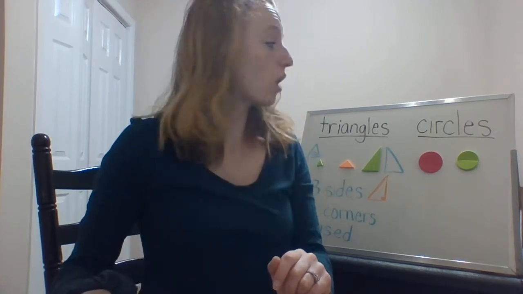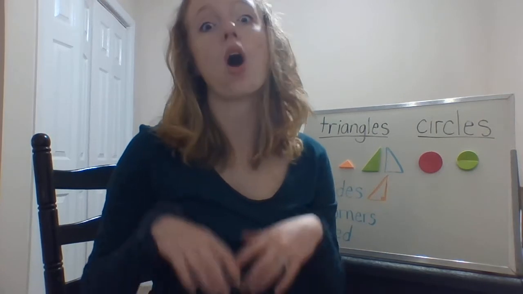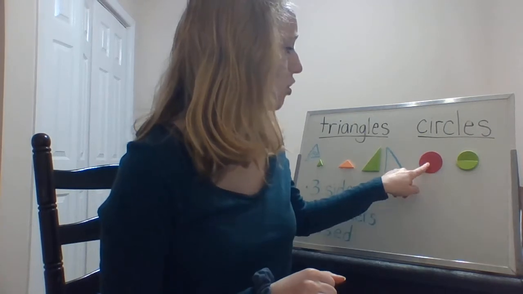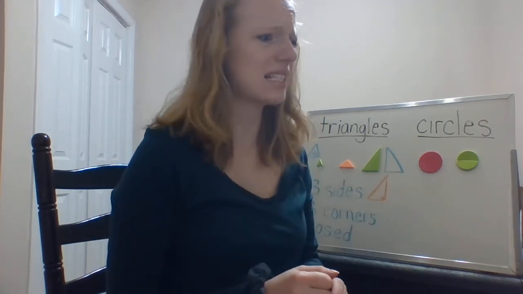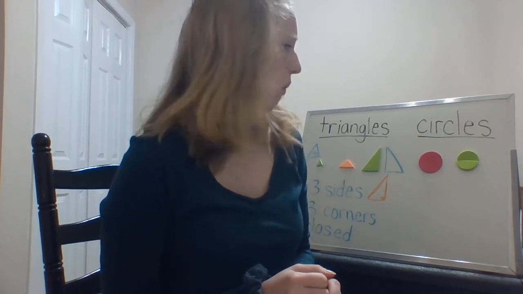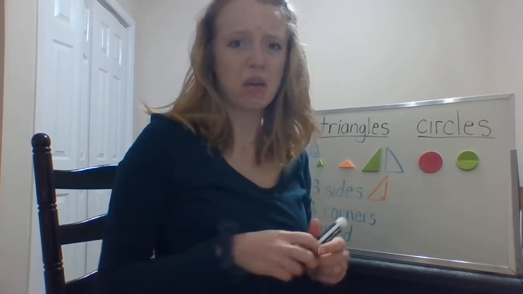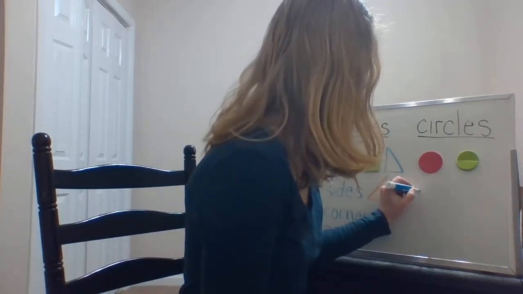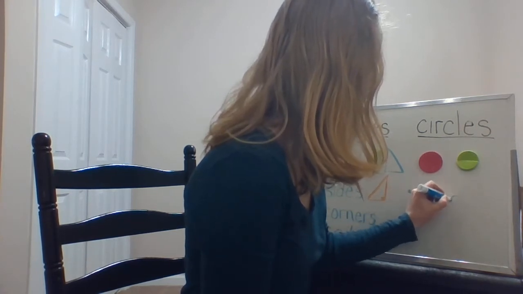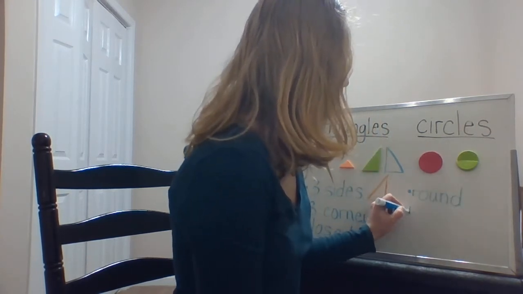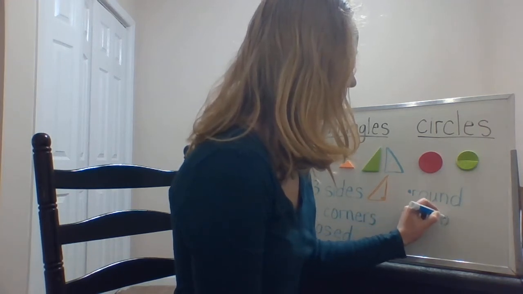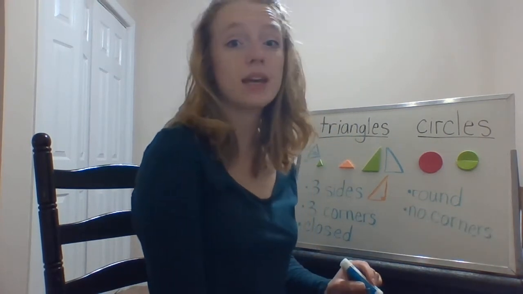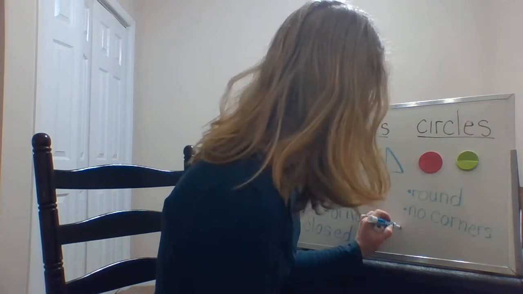So the other shape we're going to talk about today is a circle. And we all know what a circle looks like. We know that a circle doesn't have any sides or any corners. We know that it's a round shape. So we know that circles are round. There are no corners. But we do know that a circle has to be closed.